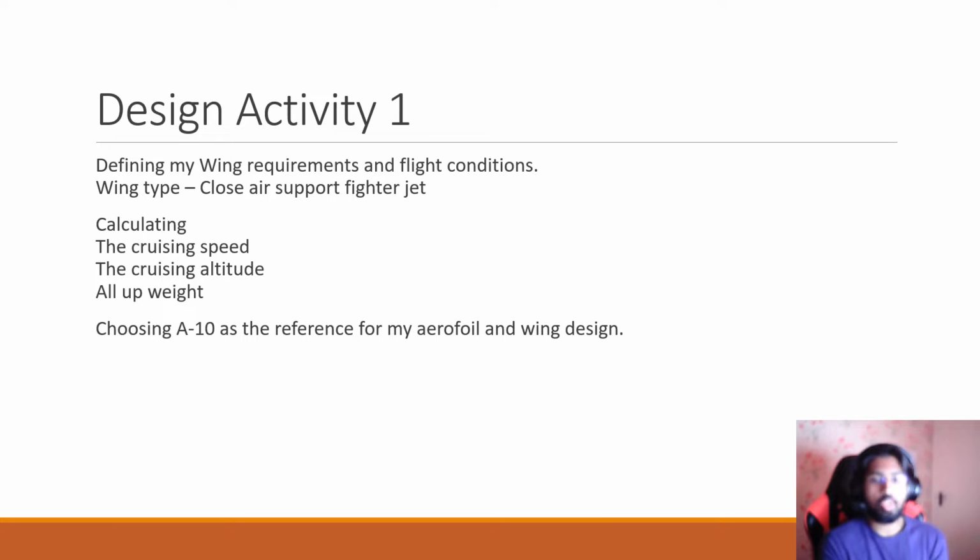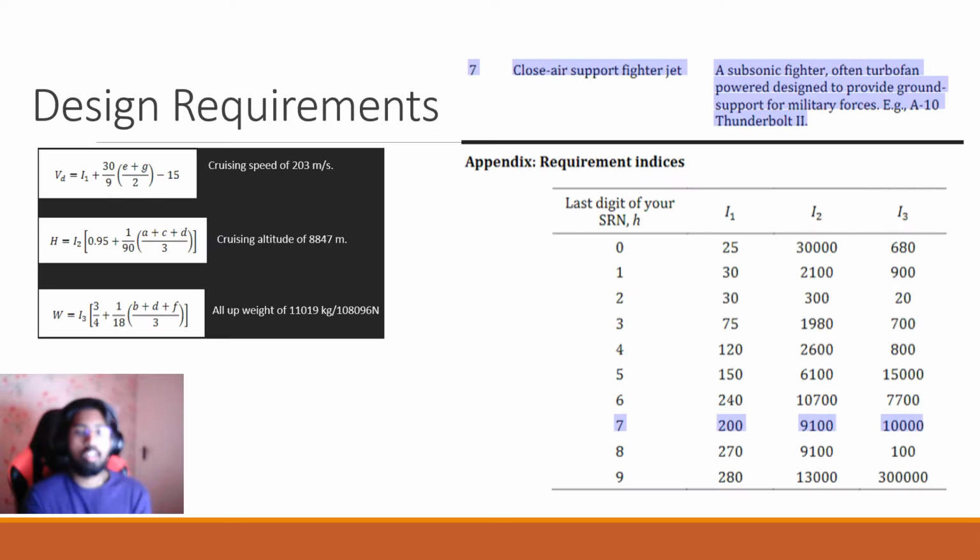Defining my wing requirements so that the design would support the specified requirements of an aircraft that's operating at a specific flight condition. I use my serial number as reference to generate my requirements. First, the aircraft type, which happens to be in the close air support fighter jet category. Next, defining the flight conditions which the aircraft is flying. Using my serial number as reference, I managed to calculate the cruising speed, altitude, and all-up weight of the aircraft.